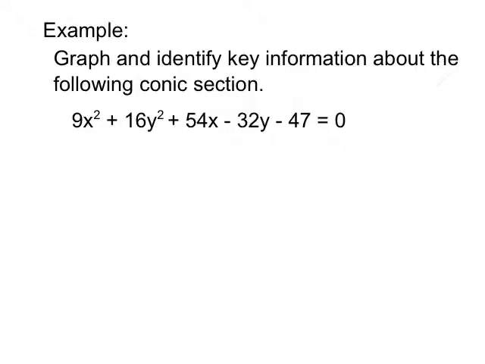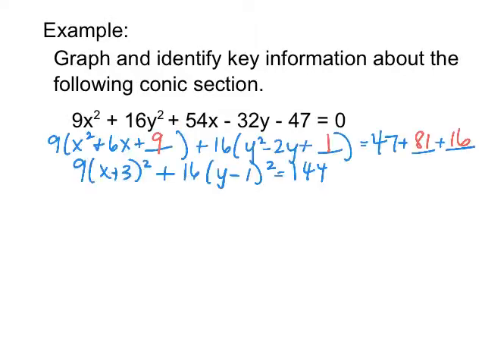All right, with our next example, we're given the equation of an ellipse in general form, and we have to complete the square to turn it into standard form, and then graph and identify key information about the conic section. I'm going to go ahead and complete the square on it, and then we can talk about graphing. So as you can see, I grouped my x terms and my y terms, and I completed the square twice. And I added 81 to the right here, and then 16, because it's 9 times 9 and 1 times 16.